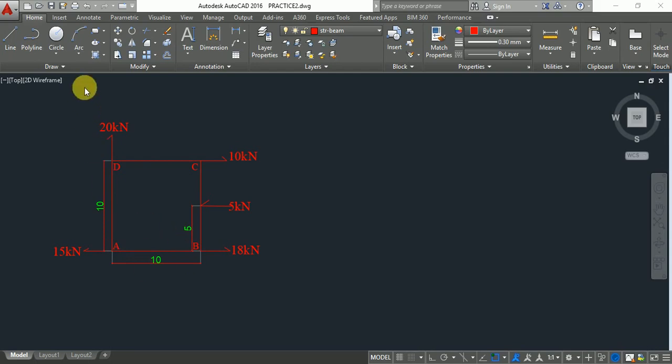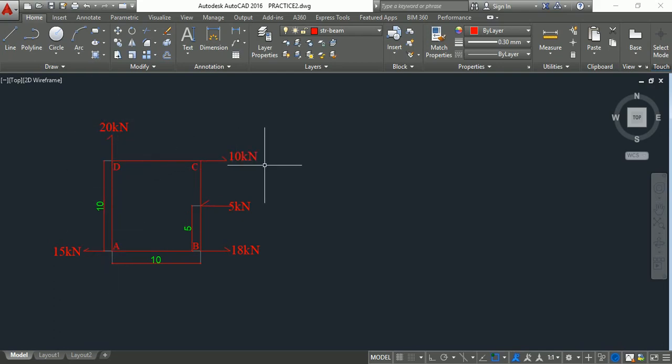In this problem, I will calculate the moment about this point A. Let us see how to calculate the moment about this point A. So let us choose this point. About this point, there are forces of 10 kN, 5 kN, 18 kN, 20 kN and 15 kN acting. Now how to calculate the moment? Let us take this 10 kN force and its perpendicular distance from point A.